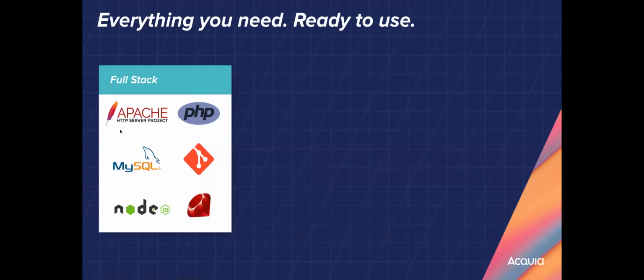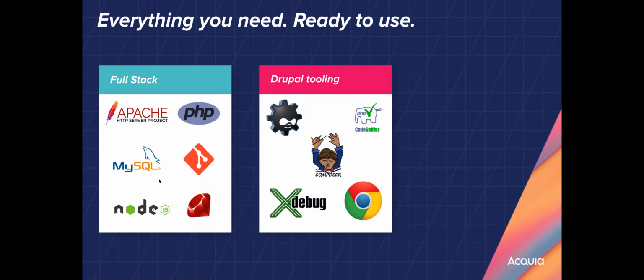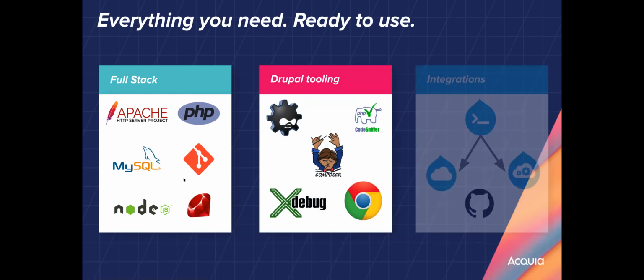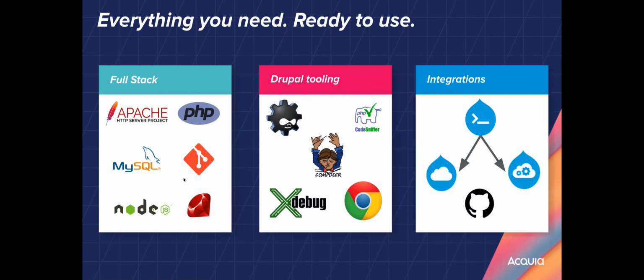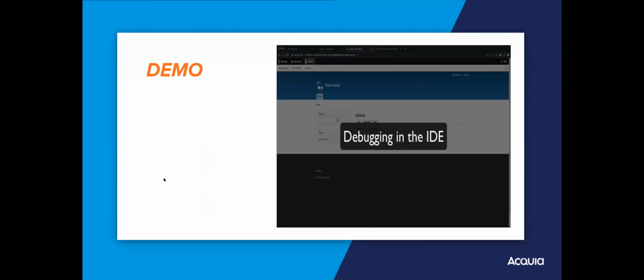So some things we have on it. Full stack that you'd expect from a LAMP stack, of course, Apache, PHP, MySQL, et cetera, things you need for front-end builds. Drupal tooling, Drush, Code Sniffer, Composer, Xdebug, that's all installed for you. And also there's things like Acquia CLI that are installed already, so you can really easily connect to the cloud.